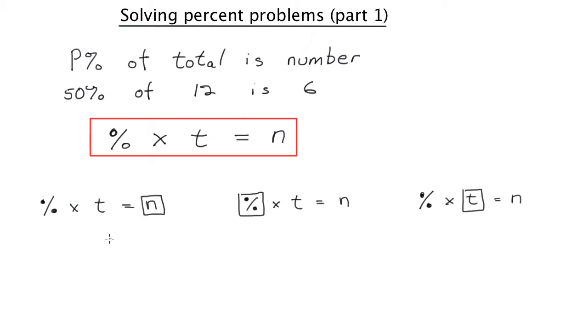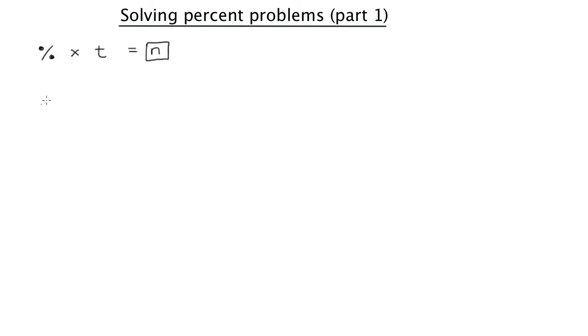Here we go. So this is the structure we're working with. We have a percent, we have a total, we're looking for the number, and here's an example for this kind of problem. 24% of 75 is what? We're looking for the answer to this problem.